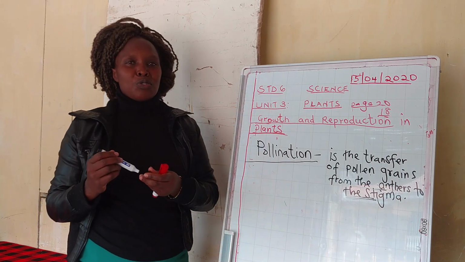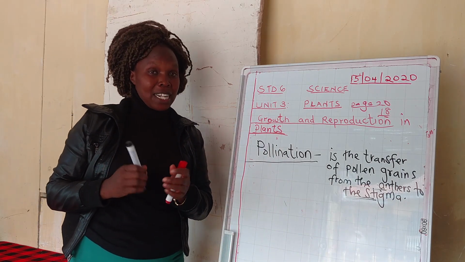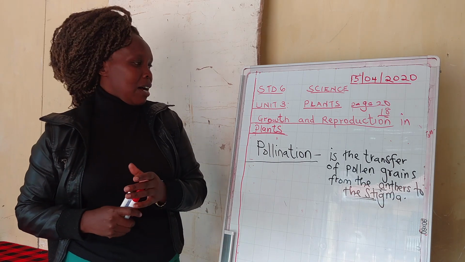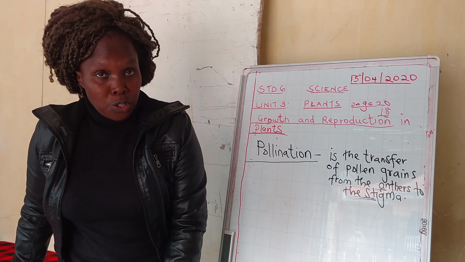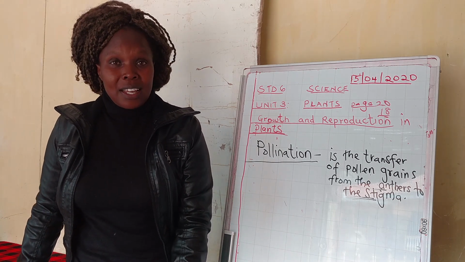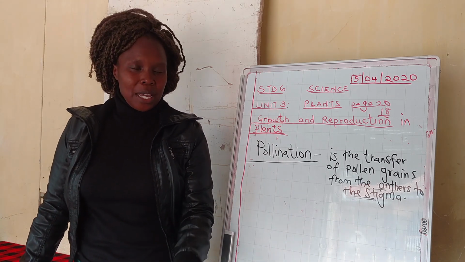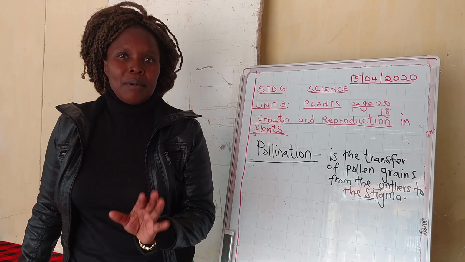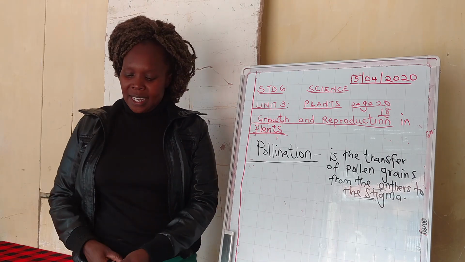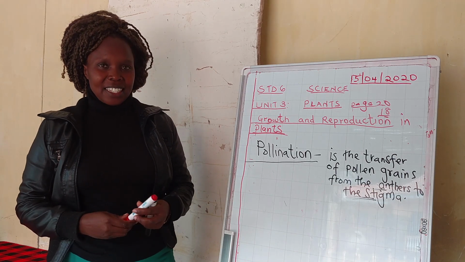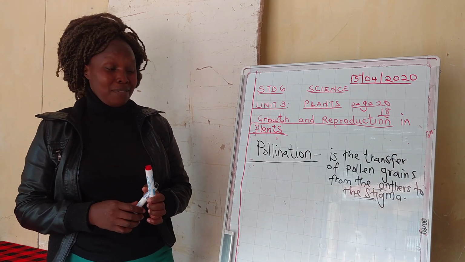We're going to look more at this in our next lesson, and I'll advise that in our next lesson we come with a flower of any type and a razor blade so that we can do our practicals. Kindly, that is the end of our lesson for today.